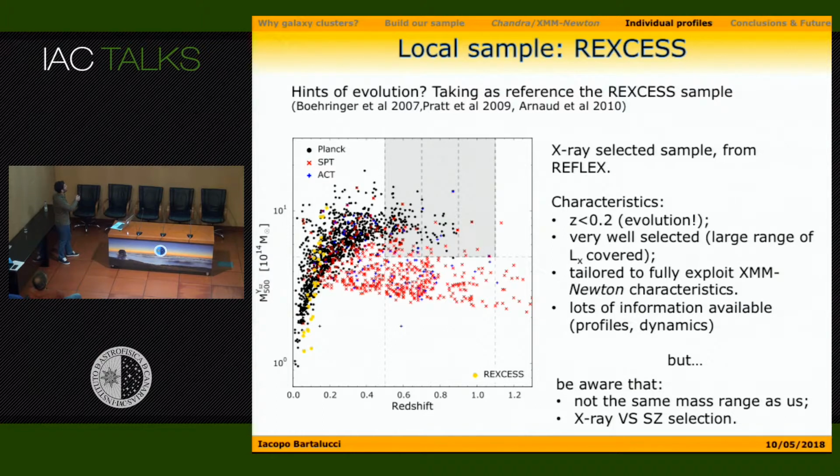Beware of the fact that our sample is here, so our mass range is very limited, and REXCESS is very large, so the comparison of samples must be done carefully because the mass ranges are different. Also be aware of the fact that REXCESS has been selected in X-ray, and our sample has been selected using SZ. So there could be differences also related to selection effects.